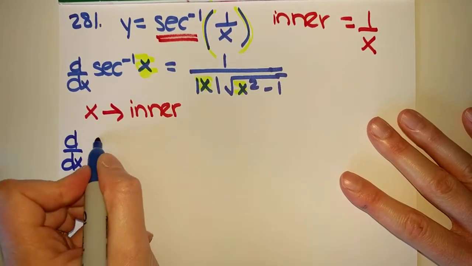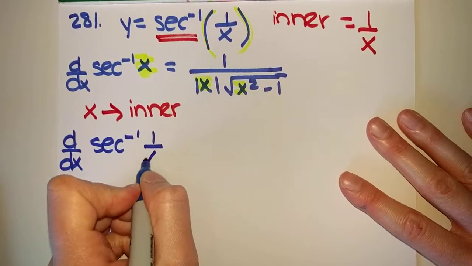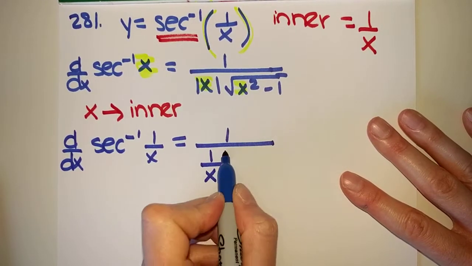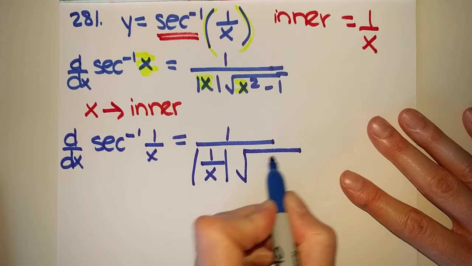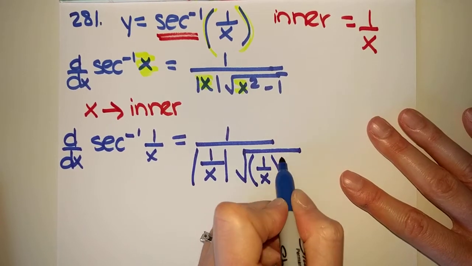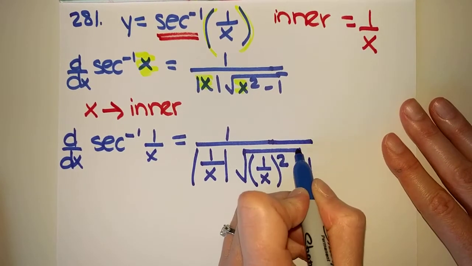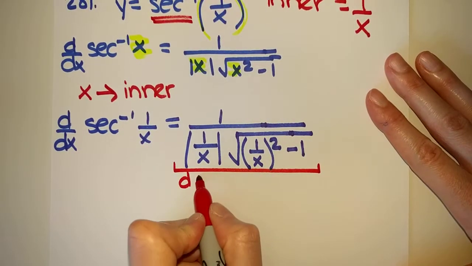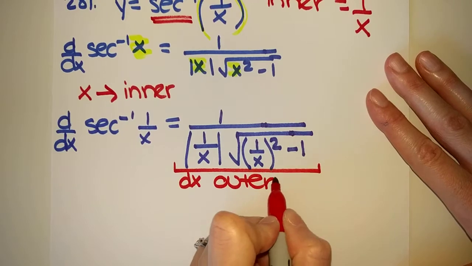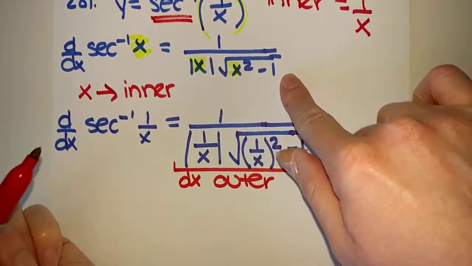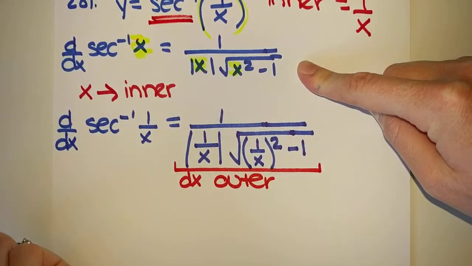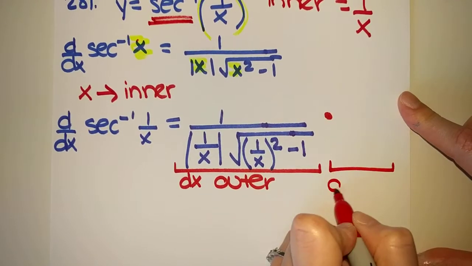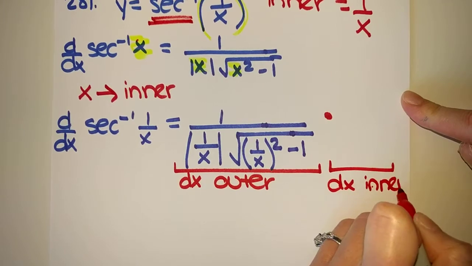So the derivative of secant inverse of 1 over x is now looking like 1 over the absolute value of 1 over x, square root of 1 over x squared minus 1. Now that fraction is the derivative of the outer, because we replaced all the x's in this formula. Now, we then have to multiply that, of course, by the derivative of our inner function.